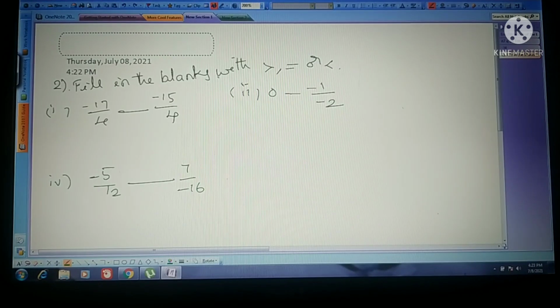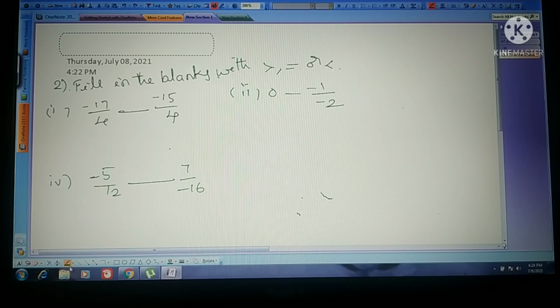See, fill in the blanks with greater than, equal to or less than. Okay. Now see. Minus 17 by 4, first one, minus 17 by 4 dash minus 15 by 4. So if you observe this one, here we are comparing two rational numbers. We are not comparing with 0, we are comparing two rational numbers. So observe the denominators, both are positive only, and that too we have same denominator. So directly we can compare the numerators.